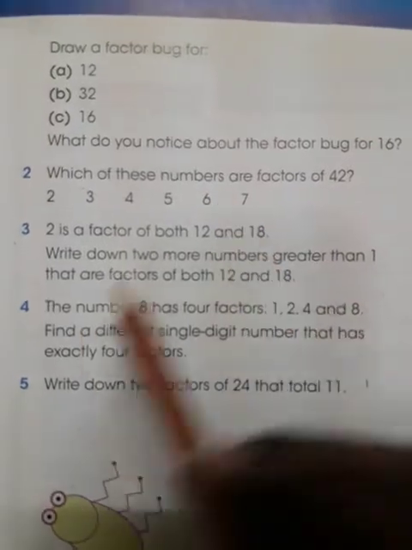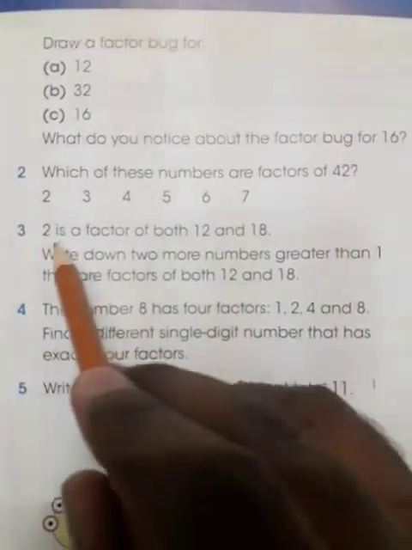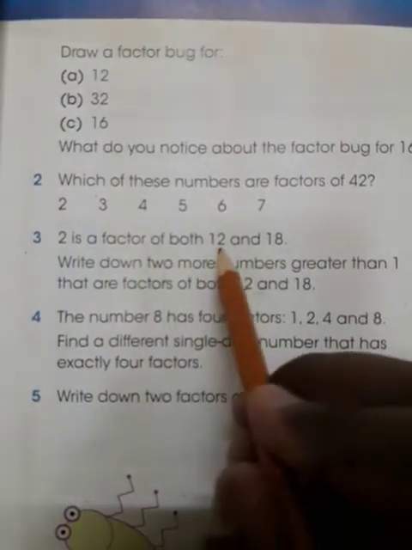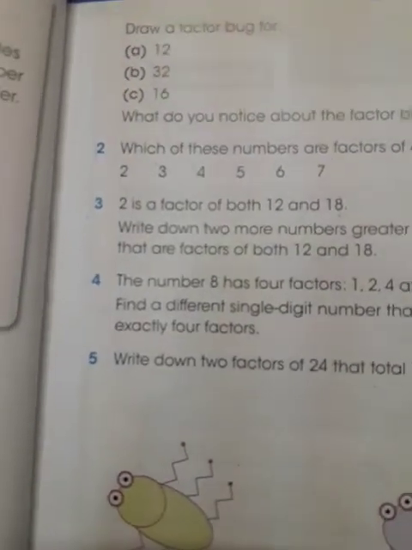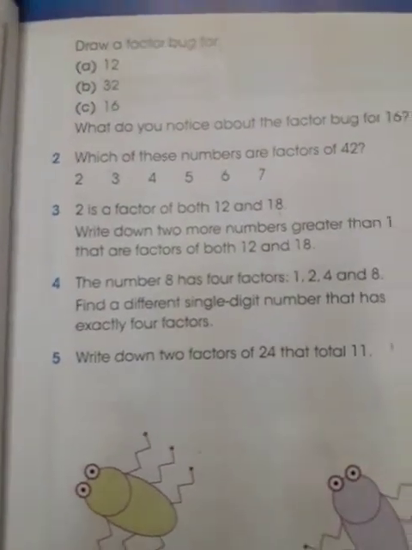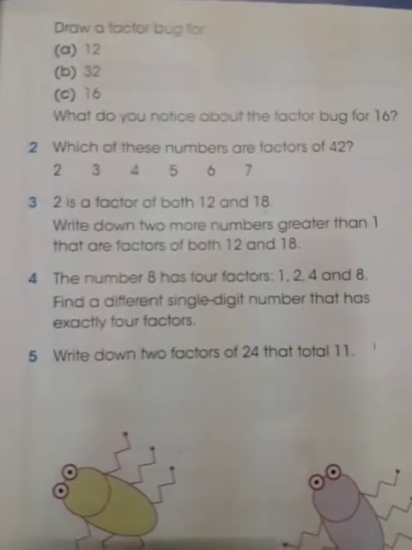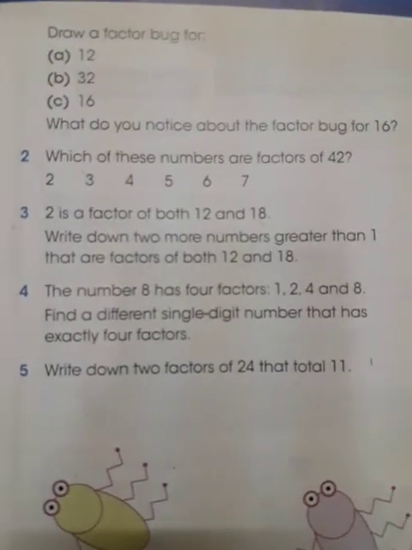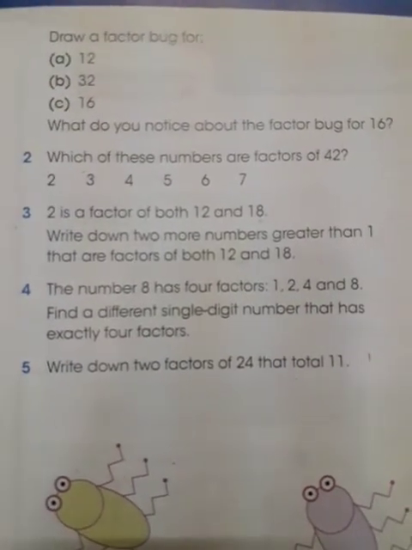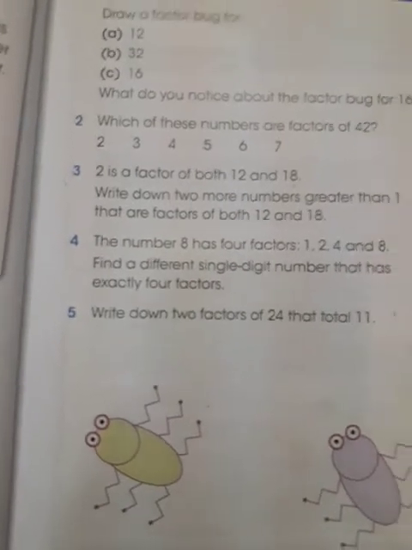Okay, now coming to the questions from the book. Question number 2 is the homework for you. Now look at question number 3. 2 is a factor of both 12 and 18, right or no? In the 2 table there is 12 and also 18. Now write down two more numbers that are greater than 1.